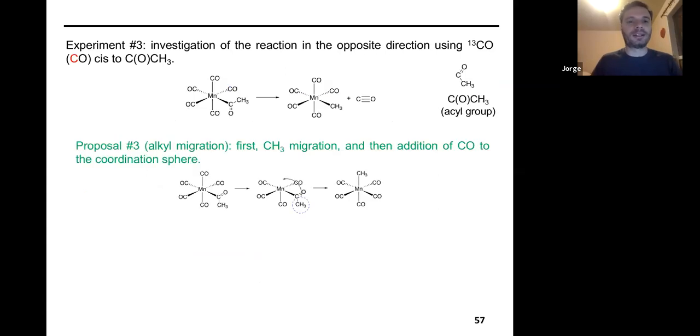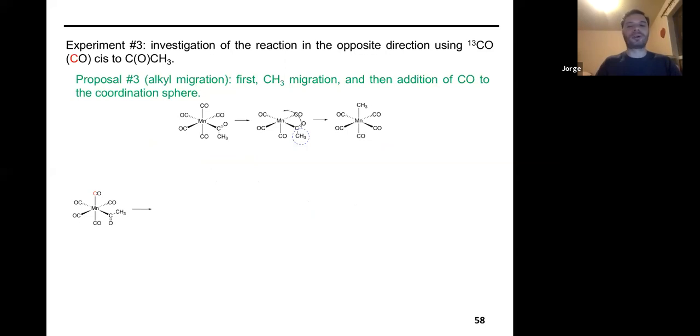Now let's investigate what the proposal number 3 predicts for the products of this reaction. Remember, proposal number 3 states that there is migration of the alkyl group, okay? Migration of the alkyl group. So we are going to do exactly the same thing.